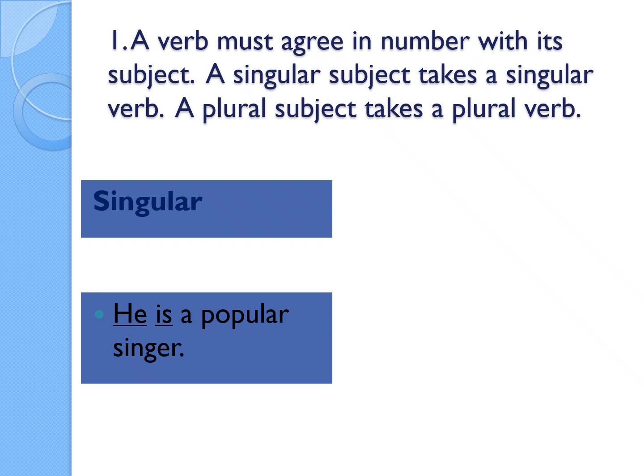He is a popular singer. What is the subject in the sentence? The subject in the sentence is he, a singular pronoun. That's why the linking verb used is singular linking verb is. This sentence is in the present tense. If it's in the past tense, we can use was, but we cannot say he are, he were. It's always the present tense. If it's in the present tense, we use is because the subject is he, singular pronoun.